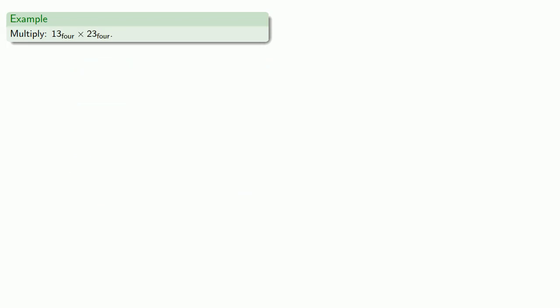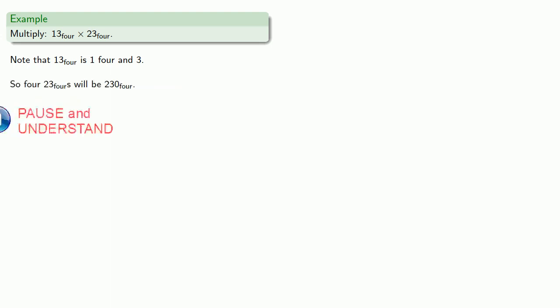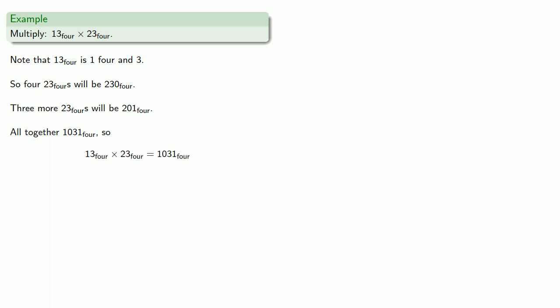And we can work in the other direction. Let's say we want to multiply 13 base 4 by 23 base 4. So note that 13 base 4 is 1, 4, and 3. So 4 23 base 4s will be 230 base 4. 3 more 23 base 4s will be 201 base 4. And if we put these all together, we'll have 1031 base 4. And so 13 base 4 times 23 base 4 equals 1031 base 4.